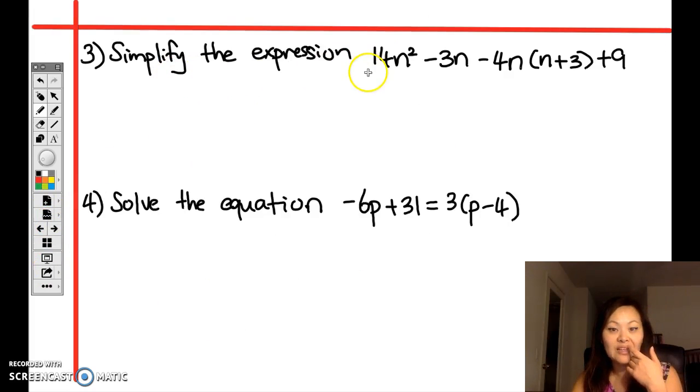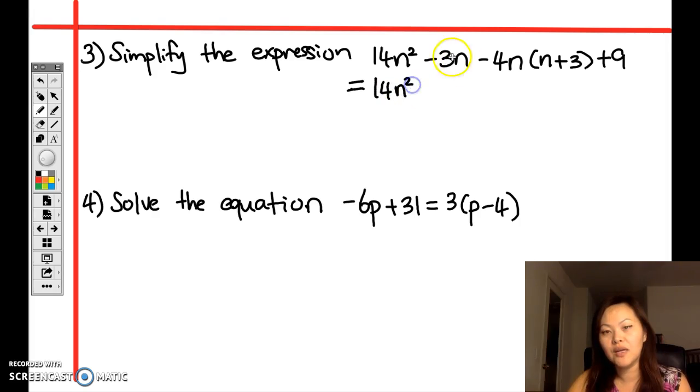We have to simplify this expression over here. Very simple. Just going to put my equal sign here. I'm going to copy this down. 14n squared minus 3n. And over here, we all know that we have to distribute, right? So negative 4n times n is negative 4n squared. And then negative 4n times 3 is negative 12n plus 9.